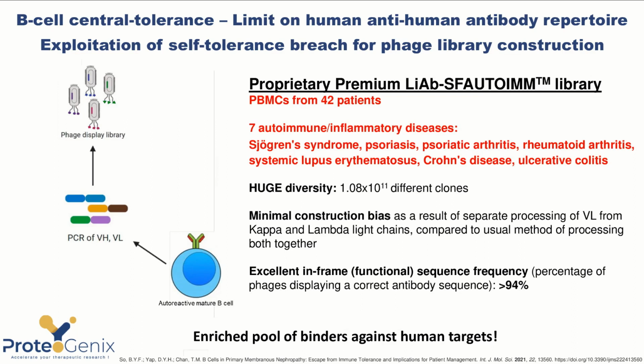In order to take advantage of this, here at Proteogenics, we have thus created our new autoimmune-based phage display library, whereby we have taken PBMCs isolated from 42 patients with a range of autoimmune disorders, and thus an enrichment of autoreactive anti-human antibodies. This library has a massive diversity of 1 × 10^11 different clones with an excellent in-frame insertion rate and minimal construction bias due to separate processing of the kappa and lambda light chains, giving a fantastic pool of enriched higher affinity binders against potential human therapeutic targets.